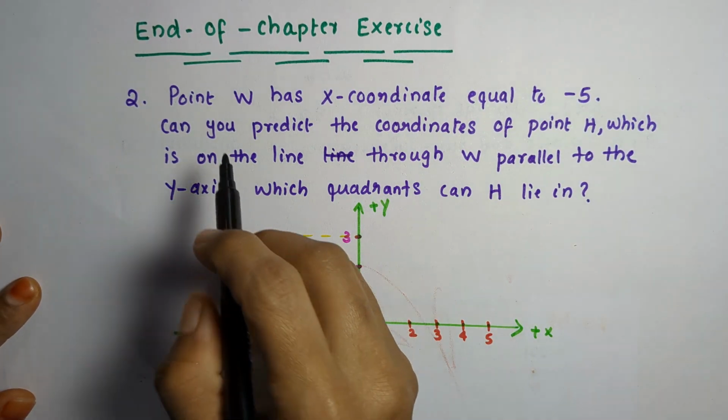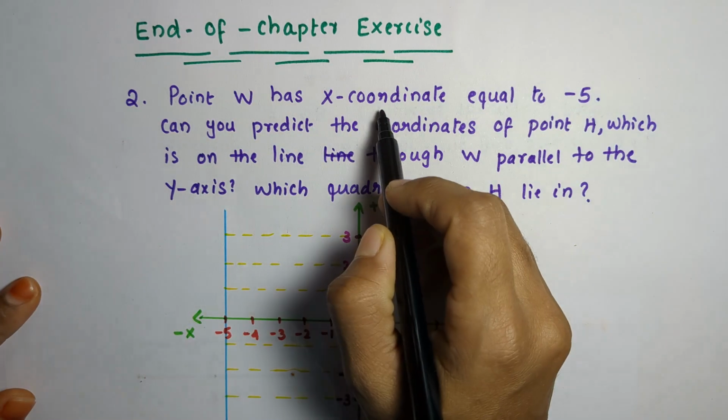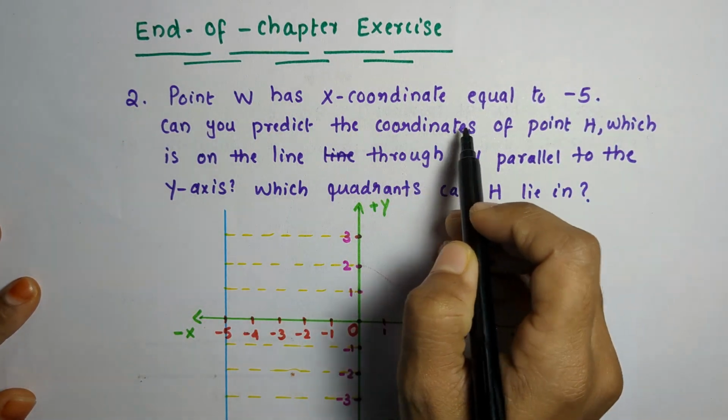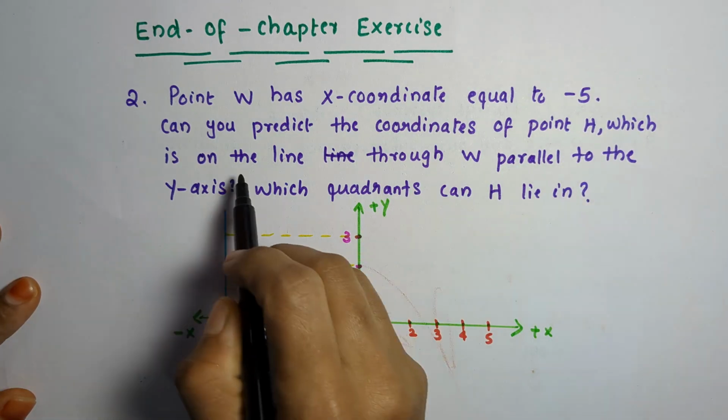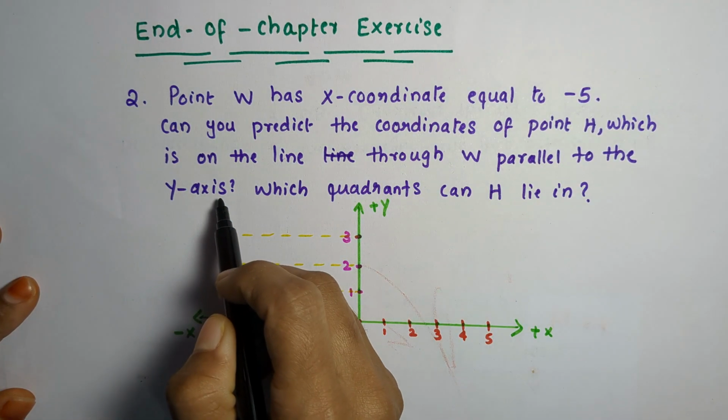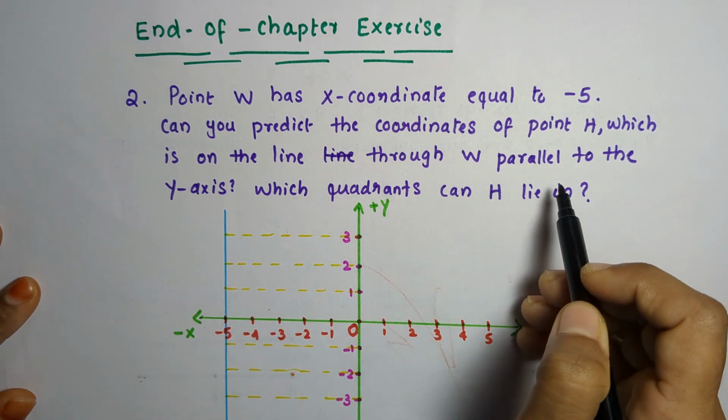See, the question is, point W has x coordinate equal to -5. Can you predict the coordinates of point H which is on the line through W parallel to the y-axis? Which quadrants can H lie in?